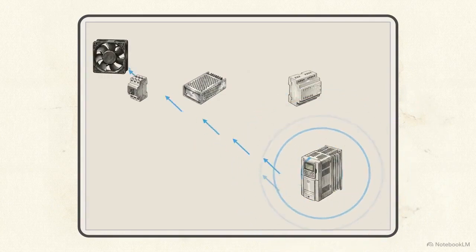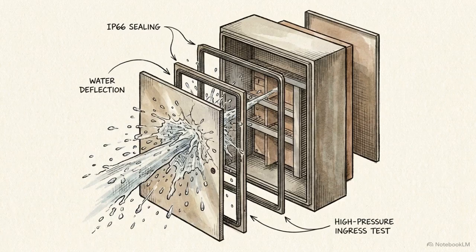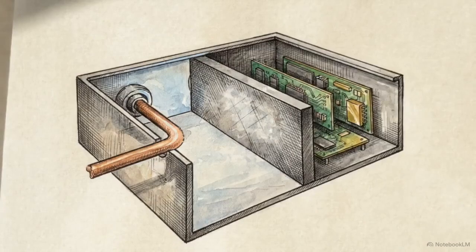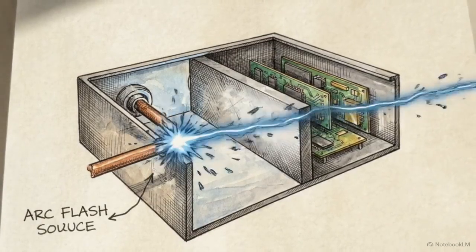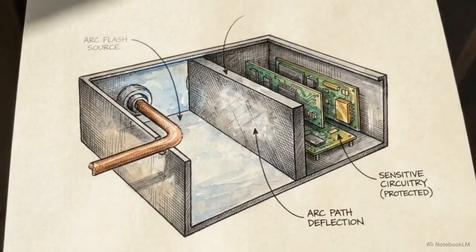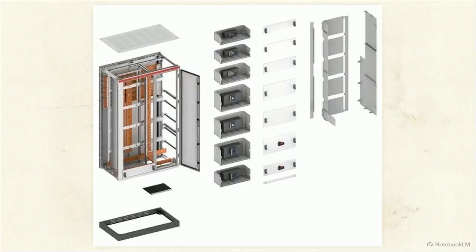The outer enclosure itself acts as the first line of defense, rated by specific ingress protection, or IP codes, against dust and water, and IK codes for resistance to mechanical impact. Inside the cabinet, the architecture must mitigate internal short circuits, ensuring that a failure in one circuit does not jump to another. This diagram illustrates how this is achieved through defined forms of separation, physical barriers installed between specific components.